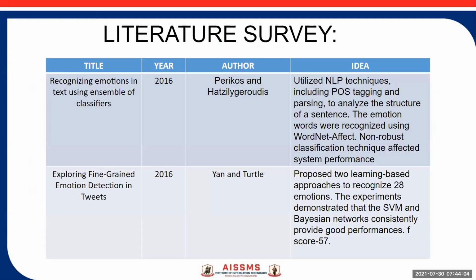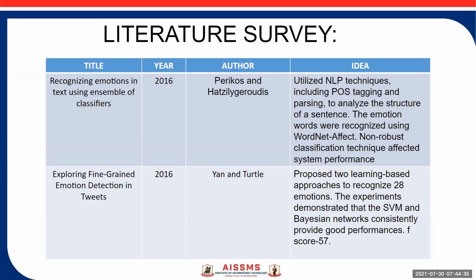Coming to the literature survey, the papers that we studied. The first one, that is recognizing emotions in text using an ensemble of classifiers. In this paper, the authors utilized NLP techniques, including POS tagging and parsing, to analyze the structure of a sentence. The emotion words were recognized using the WordNet Affect, and what was seen was that it was a non-robust classification technique, and it affected the system performance. So the performance of the system was not up to the mark.